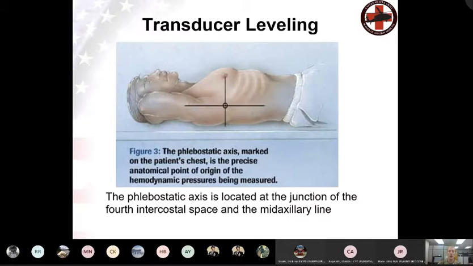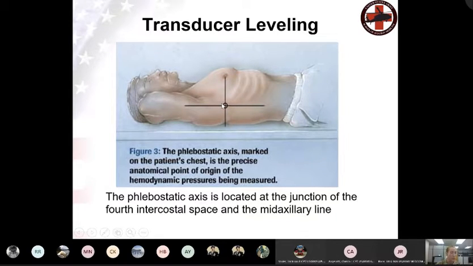Okay. So then anything that's got a pressure line to it, whether we're talking CVP, bladder pressures, or art lines, that transducer has to be leveled. Now with this, particularly for the cardiovascular system, we're going to level our transducers to phlebostatic axis. Now with this, it's going to be the junction of the fourth intercostal space and the mid-axillary line.